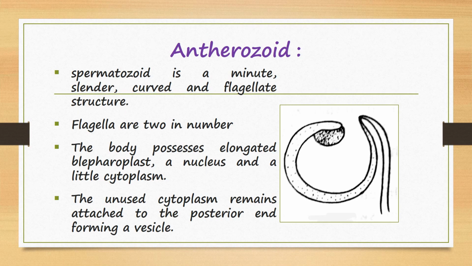The anthrozoids or the spermatozoids formed in the antheridium are minute, slender, curved and flagellate structures. Flagella are 2 in number and are inserted in the anterior region of the anthrozoid. The body possesses an elongated blepharoplast and nucleus and a little cytoplasm. The unused cytoplasm remains attached to the posterior end forming a vesicle.